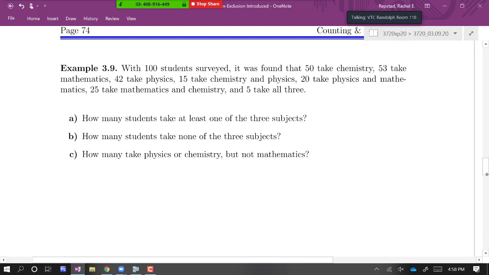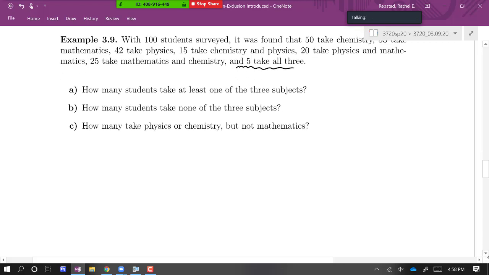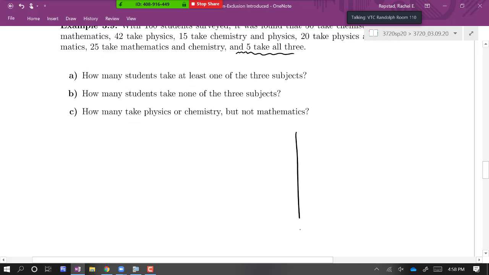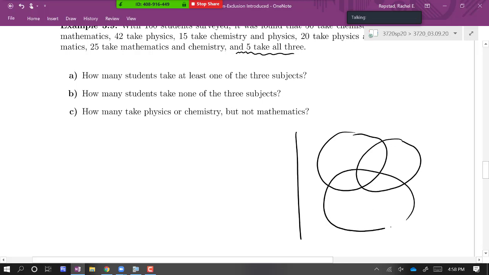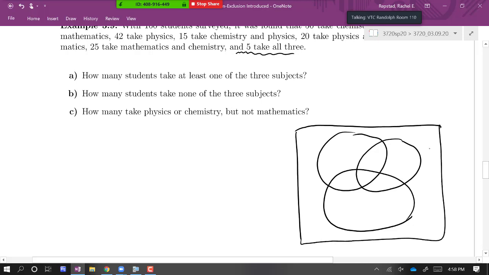Again, we've got 100 students surveyed, and we found they're taking different courses. 50 of them are taking chemistry, 50 take math, 42 take physics, and then we have different numbers that take both, like chemistry and physics and math, and so on. And then five lucky students are taking all 3. We want to answer some questions, and our work will be much easier if we just take a few minutes and make a Venn diagram to help us organize.